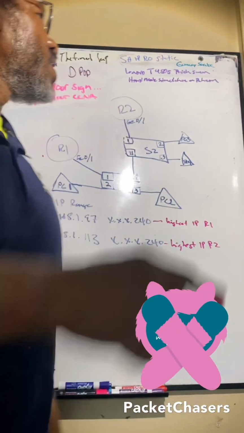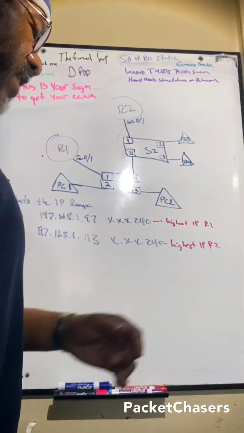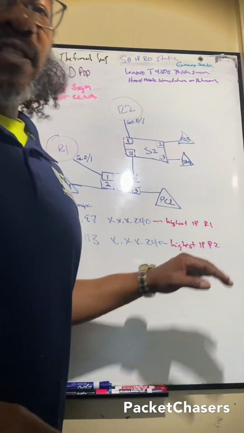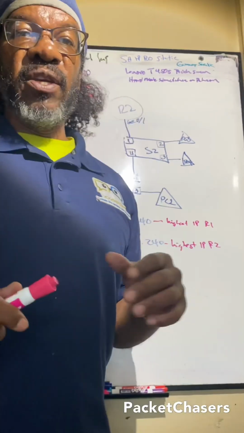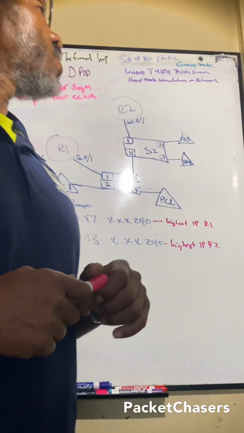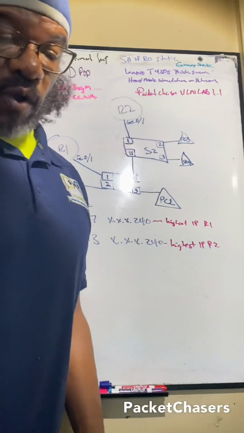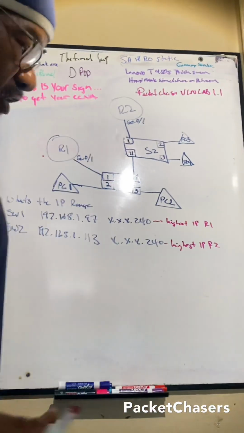If you don't know, this is your sign to get your CCNA. Today we're going to be deriving the IP range for these two IP addresses being used in our Packetchaser CCNA VLAN Lab 1.1. I always use the Packetchaser chart in order to figure this stuff out.